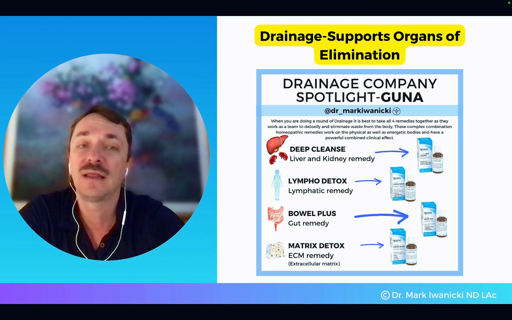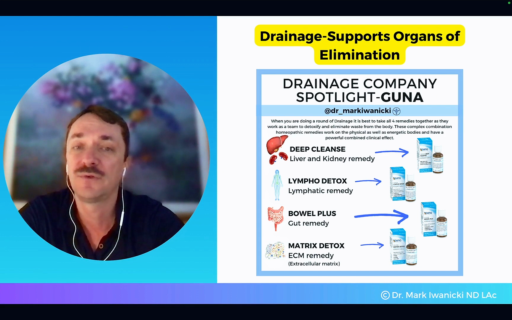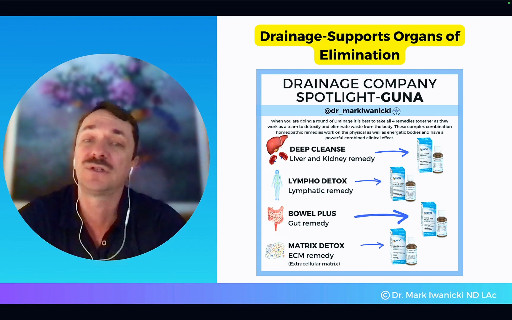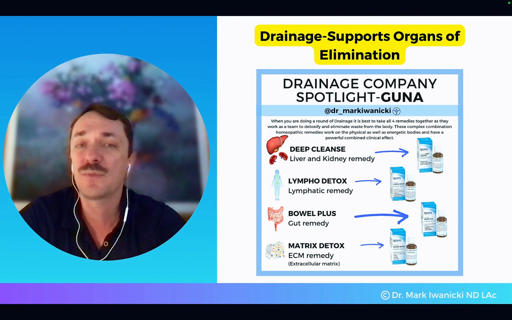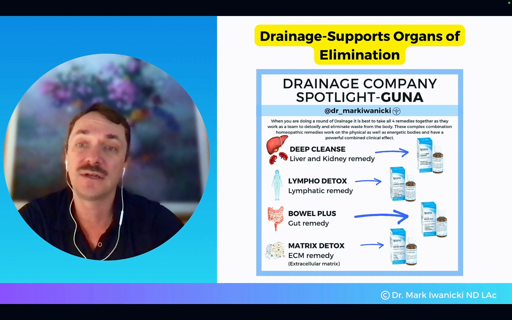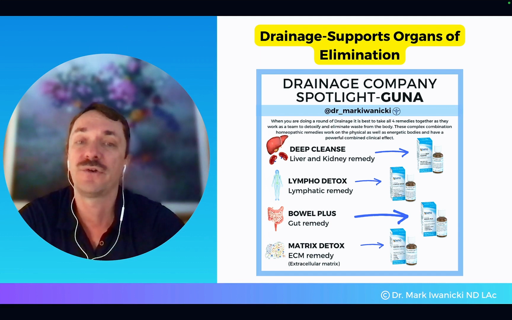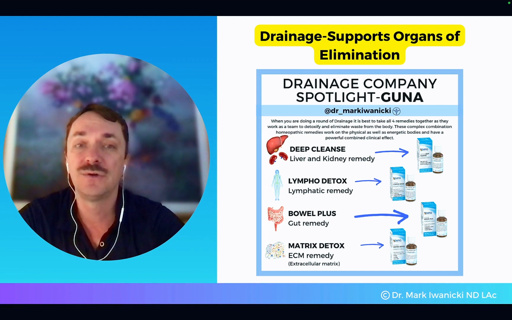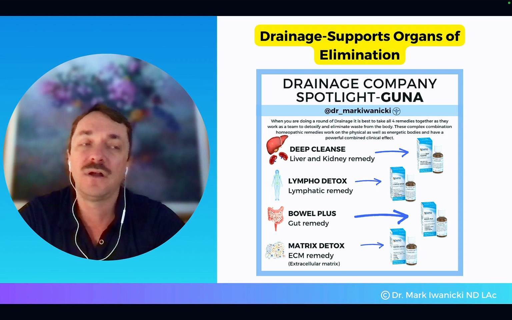Another great company I love is Guna. Guna has really fantastic products. Also a product for the matrix itself. Deep Cleanse is a product for liver and kidney support. Lympho Detox, a lymphatic product. Bowel Plus for the gut remedy, and Matrix Detox, which is a remedy that's supporting primarily the lymphatic system within the extracellular matrix, but also has some key components and ingredients which are really fantastic at further supporting detoxification within the matrix itself.